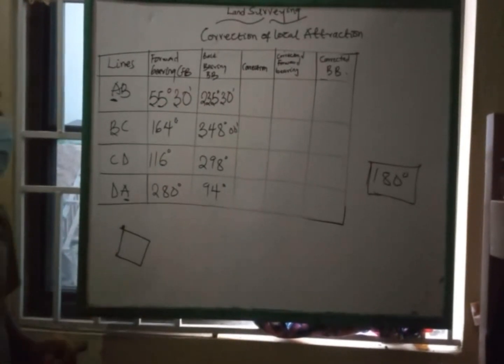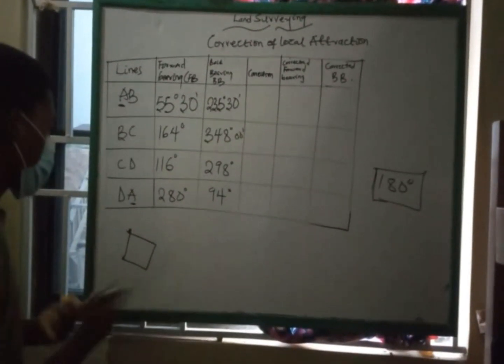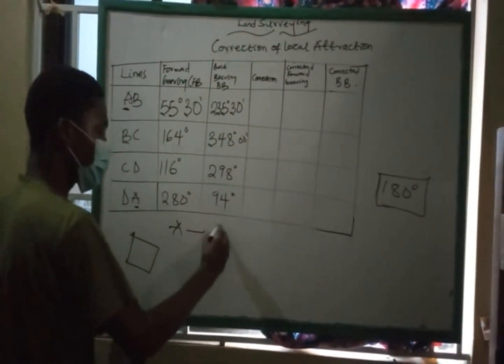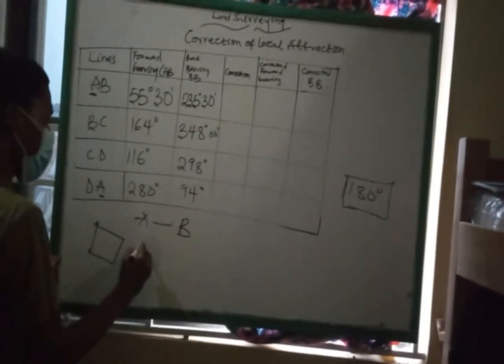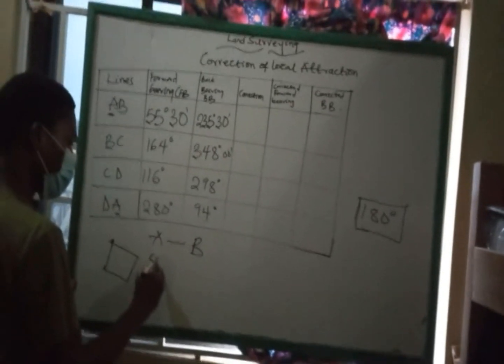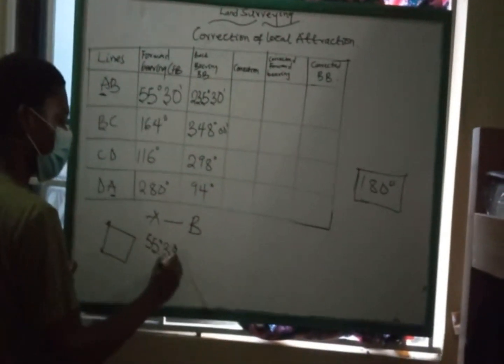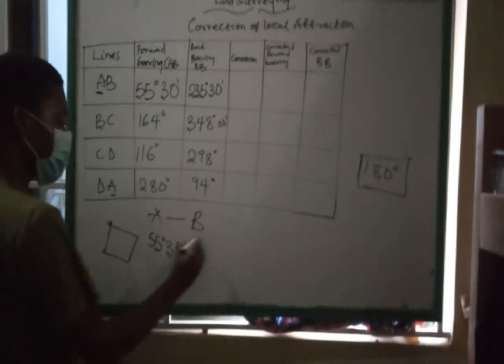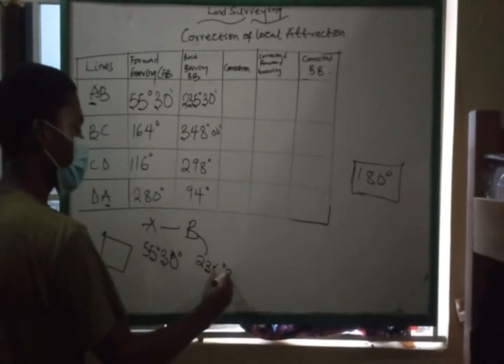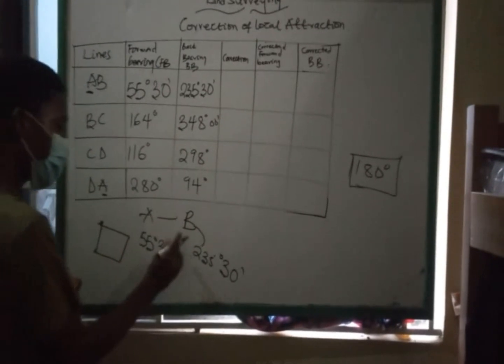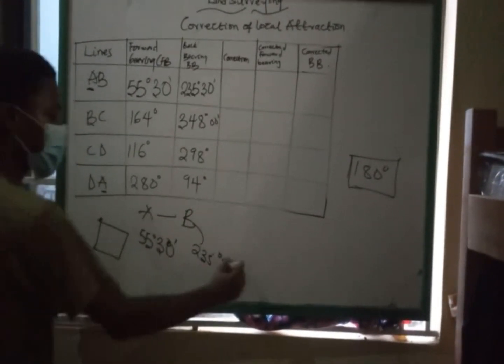So moving straight to the point, let's look at the first one. Moving from point A to point B, from A we sighted a bearing of 55 degrees 30 minutes, and at point B we sighted 235 degrees 30 minutes. So please, this is minutes, okay.